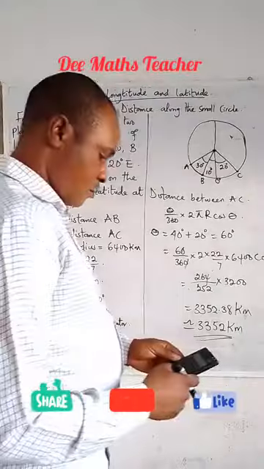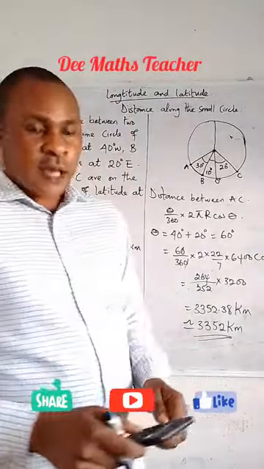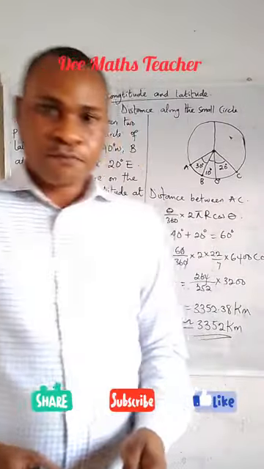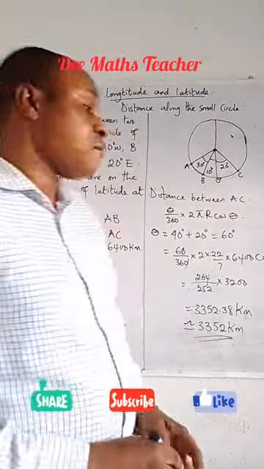So the distance from A to C is 3,352 kilometers. So this is how far we shall go on today's edition of online tutorial.